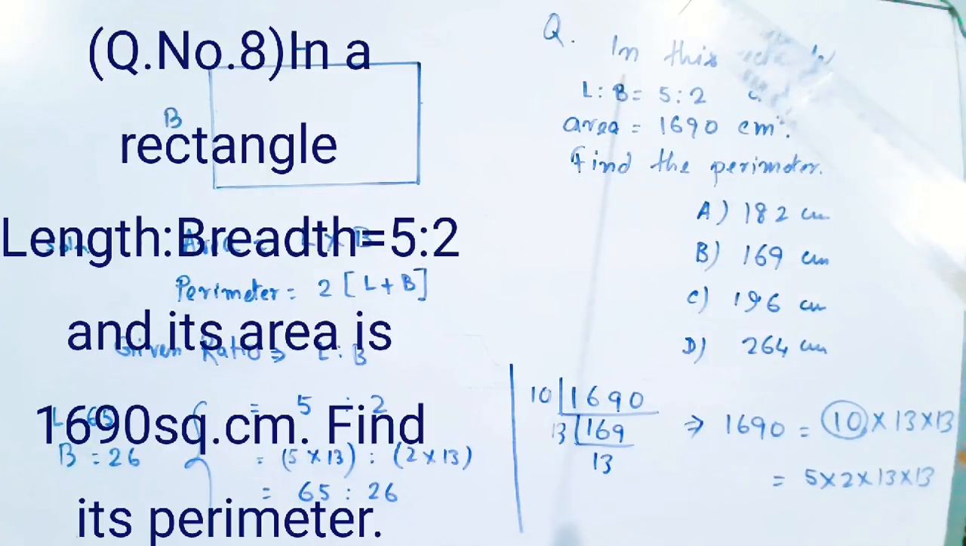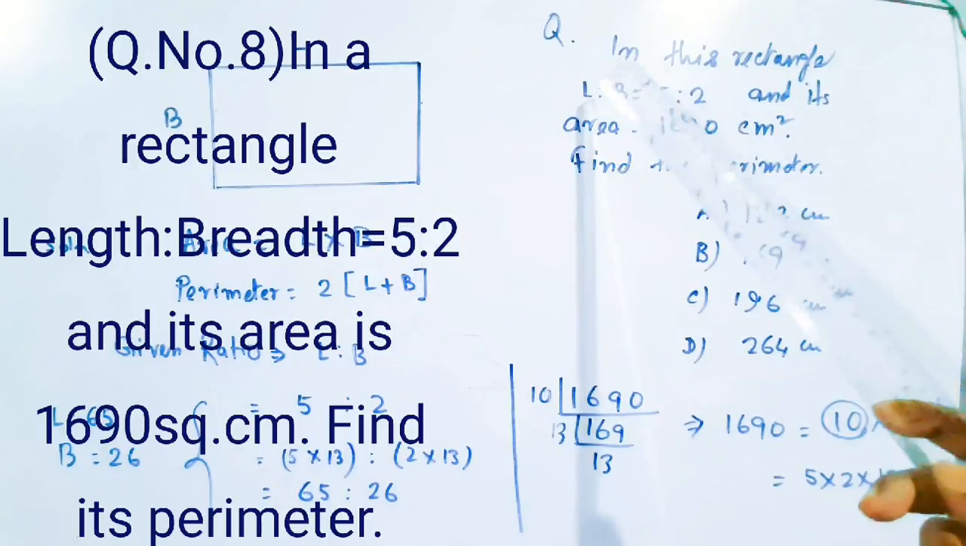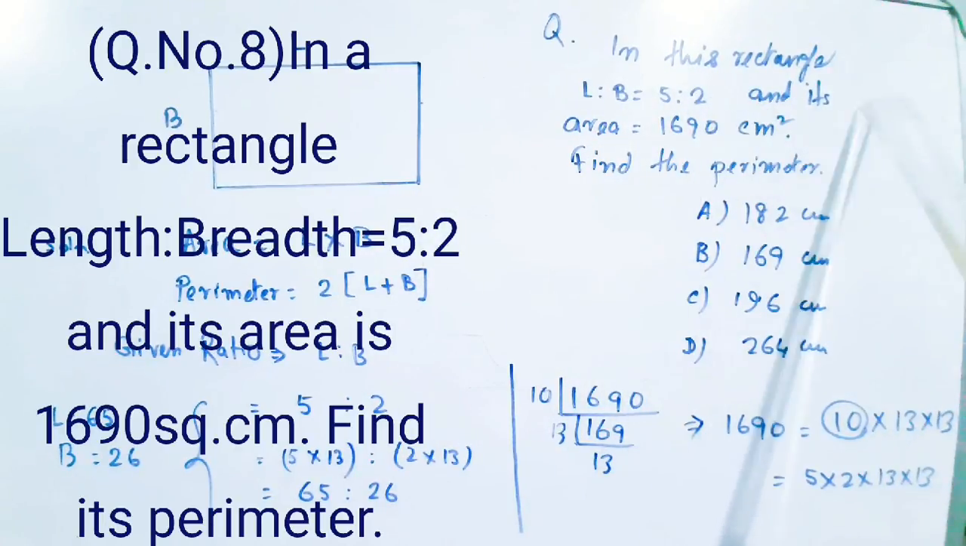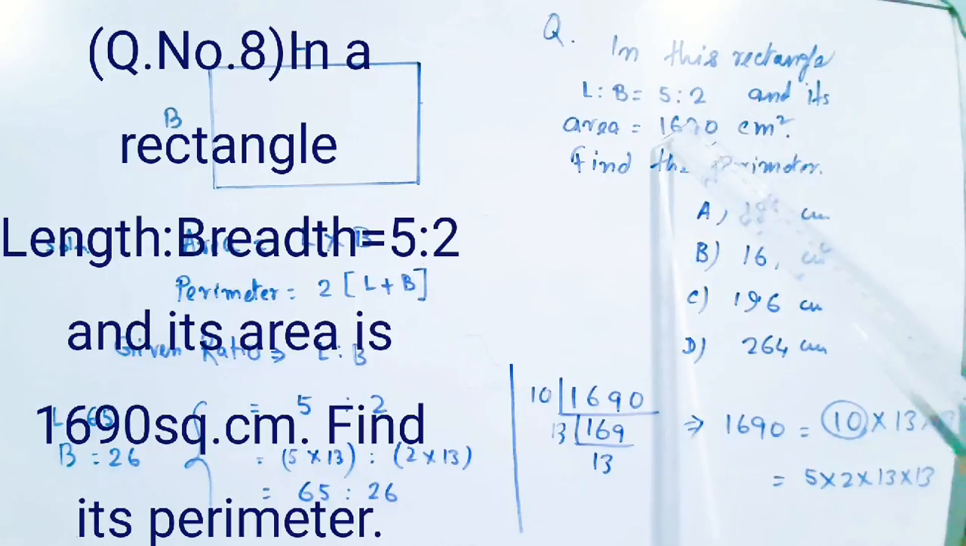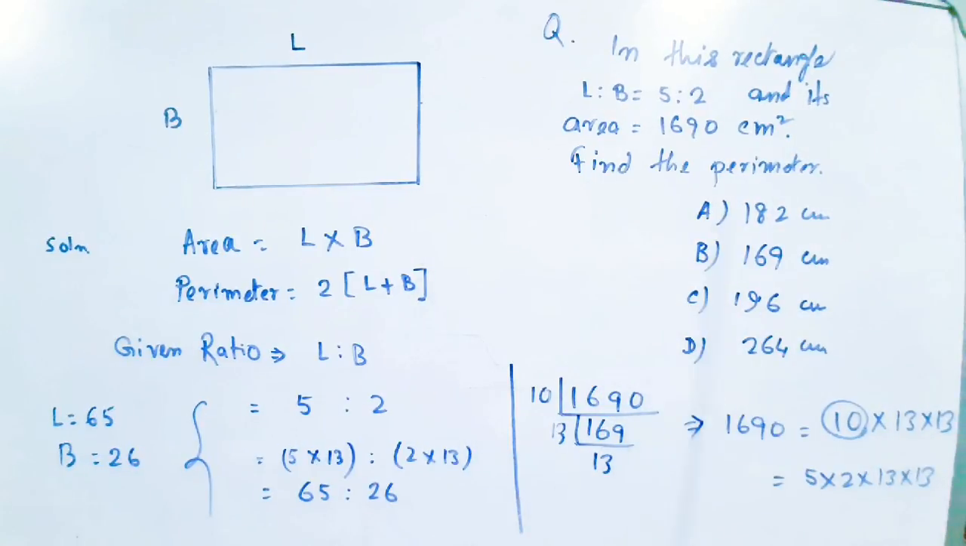Here the question is, this is a rectangle. The ratio of length and breadth is 5:2 and its area is 1690 centimeter square. We have to find the perimeter of this rectangle. There are four options: 182, 169, 196 and 264 centimeter. The problem has already been solved here, so we have to explain it very easily.